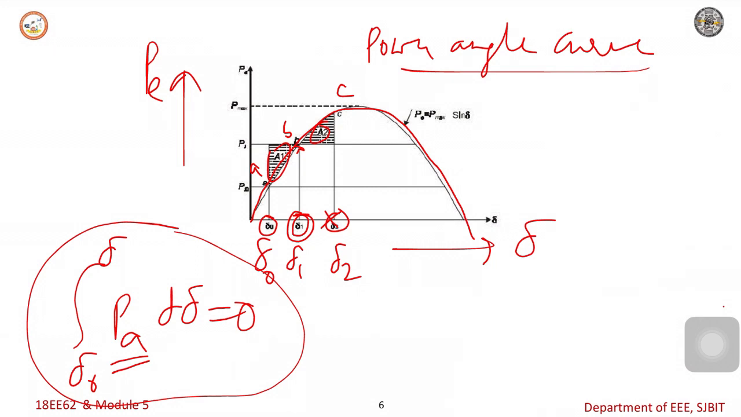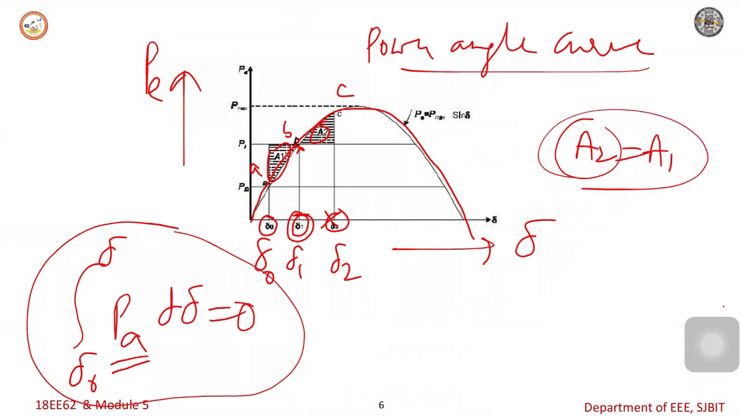If the areas are the same, then it comes to equilibrium and the system will be stable. So for stability, the area under the graph of accelerating power versus delta must be 0 for some value of delta, that is, the positive accelerating area under the graph must be equal to the negative area. So A1 is equal to A2. This criterion is therefore known as the equal area criterion for stability. When these two areas are the same, then it is stable. This is the curve Pe, where Pe is Pmax into sin delta.